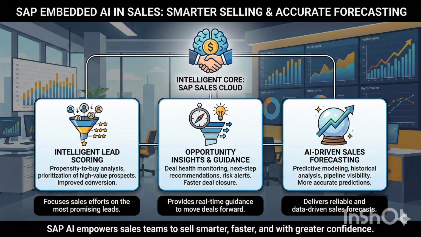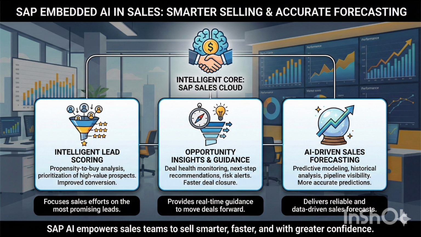So next, last but not the least, we will be moving to SAP embedded AI in sales, where we have smarter selling and accurate forecasting. In this, the intelligent core is SAP Sales Cloud. In the main benefits, we have intelligent lead scoring. It focuses sales efforts on the most promising leads. Then opportunity insights and guidance that provides real-time guidance to move deals forward.